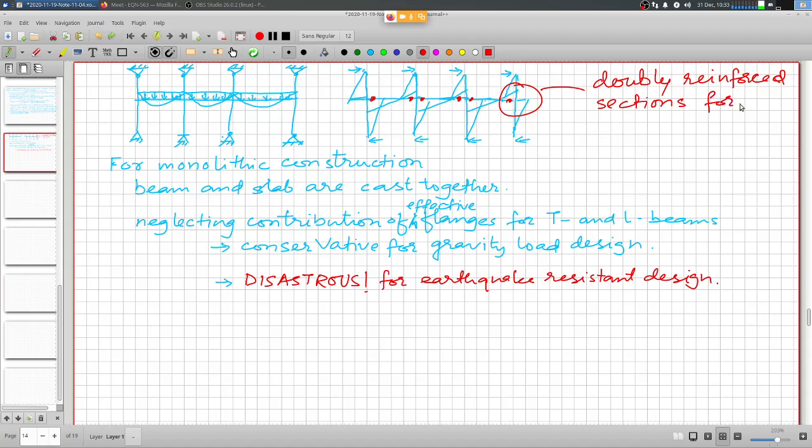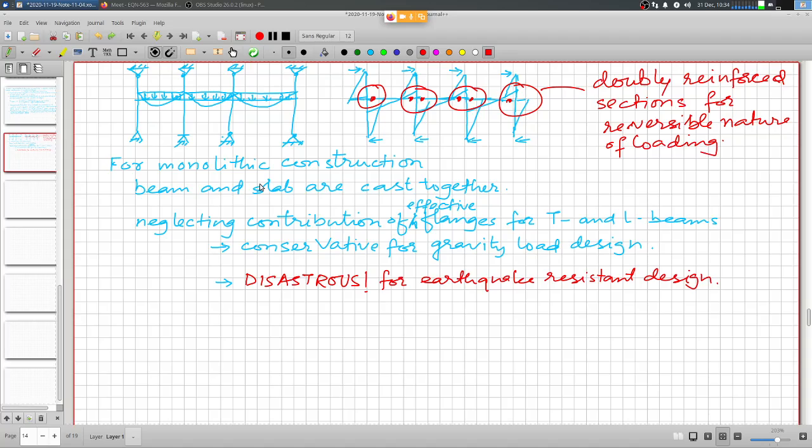For reversible nature of loading. So at all these beam column junctions, you will find that the maximum negative moment is on the top fiber at one instant. At the next instant, it goes to the bottom fiber.